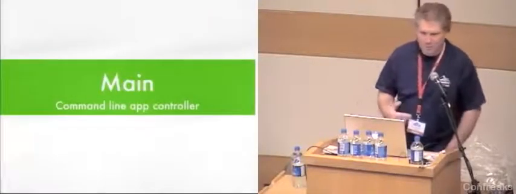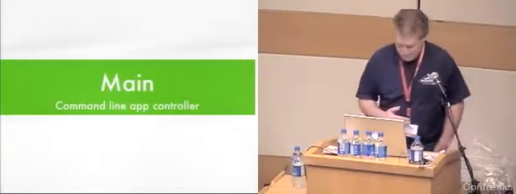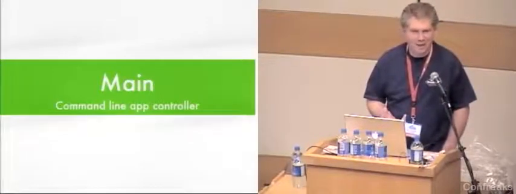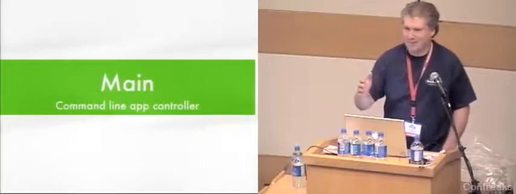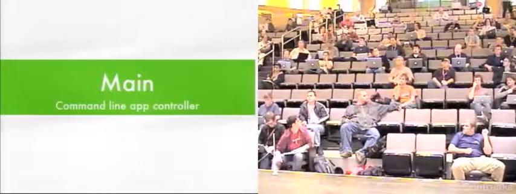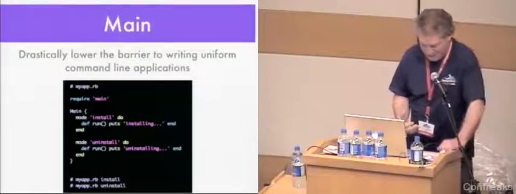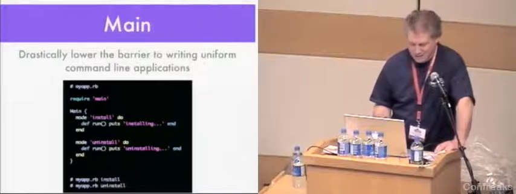Okay, Punch is written using main. Main is totally different than Punch. Main is basically a controller for your command line apps, and it's used actually by a lot of people. How many people use main? Okay, not as many as I thought. Anyway, main basically makes it really easy to write command line applications, and it does a whole bunch of stuff for you. It's an excellent example of a DSL.